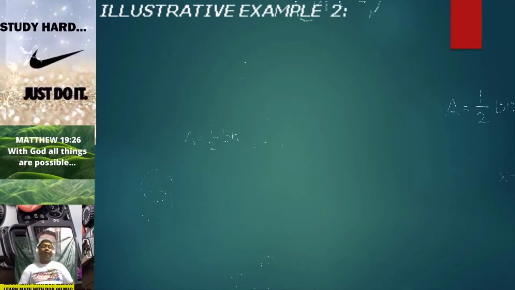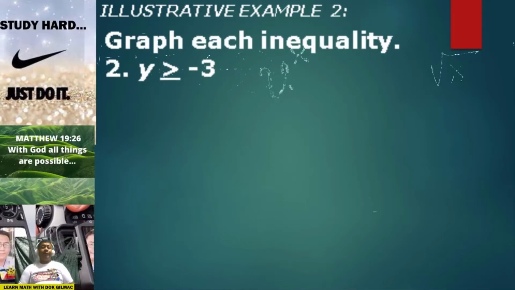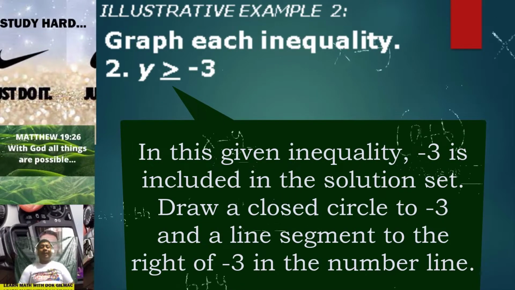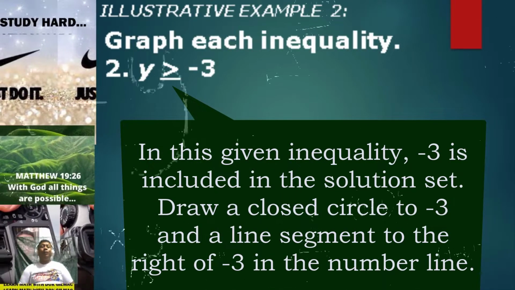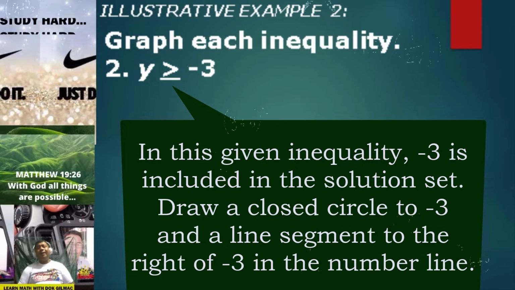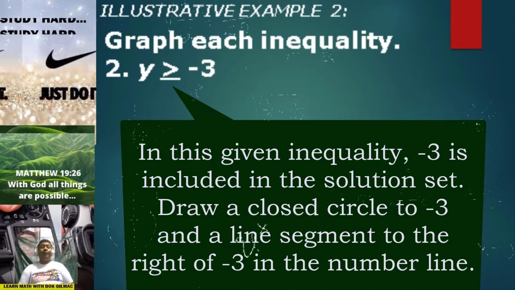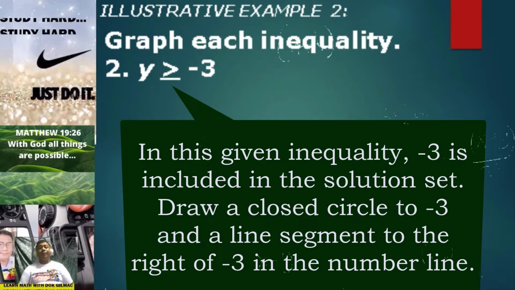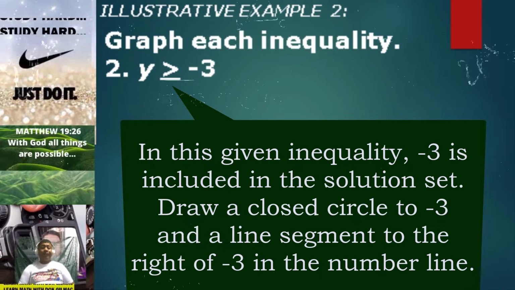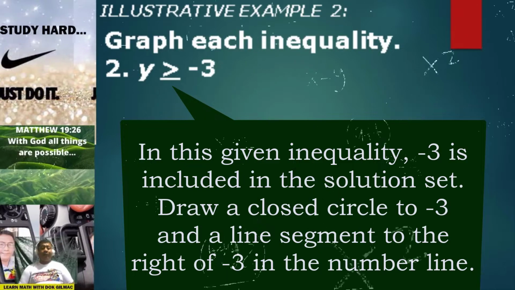Consider illustrative example number 2. Graph each inequality. Number 2. Y is greater than or equal to negative 3. In this particular inequality, negative 3 is included in the solution set. So we're going to draw a closed circle to negative 3 in the number line.